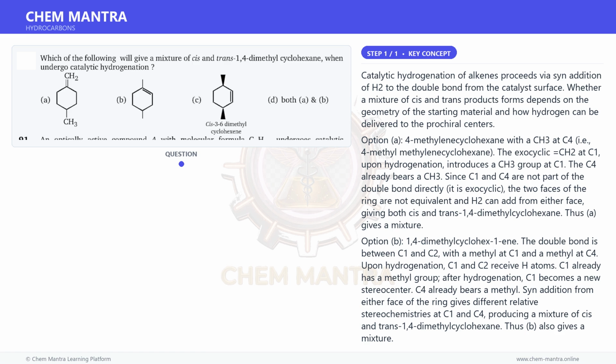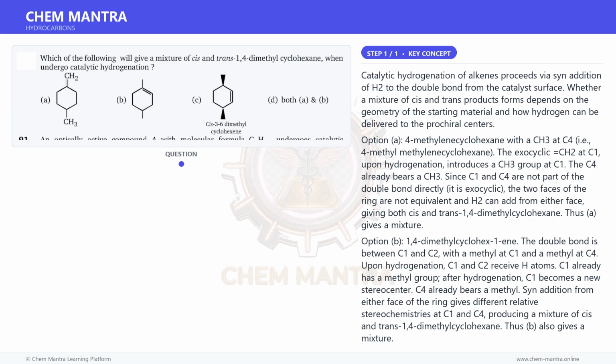Option C. cis-3,6-dimethylcyclohexene. The double bond is between C1 and C2 and the methyl groups are at C3 and C6 in a cis arrangement. After hydrogenation of the C1=C2 double bond, C1 and C2 become CH2 groups, with no new stereocenters introduced there that relate to a 1,4-dimethyl product.